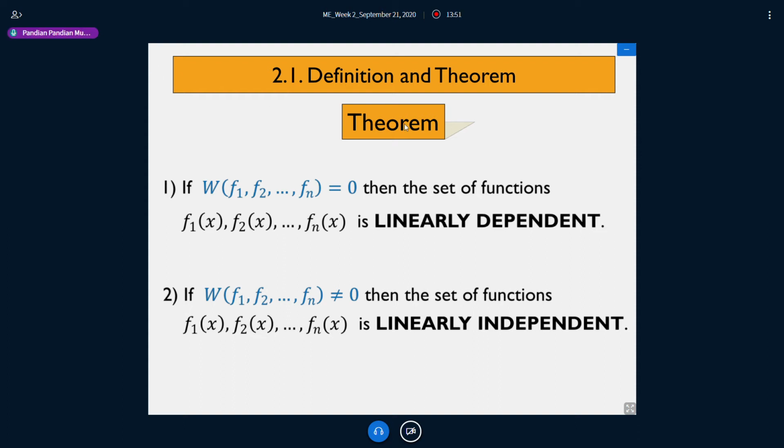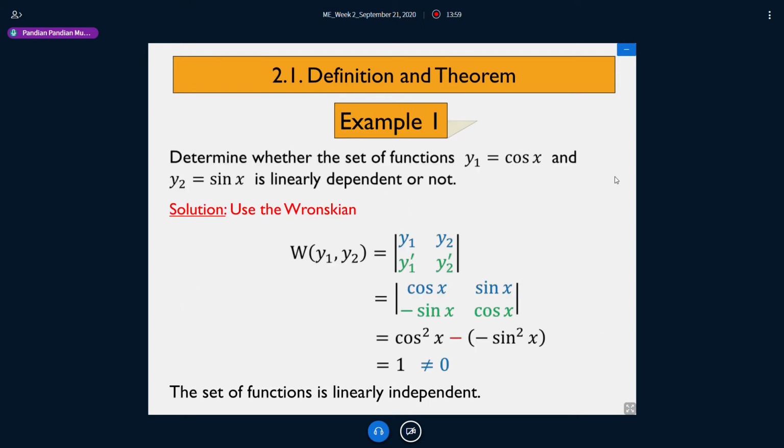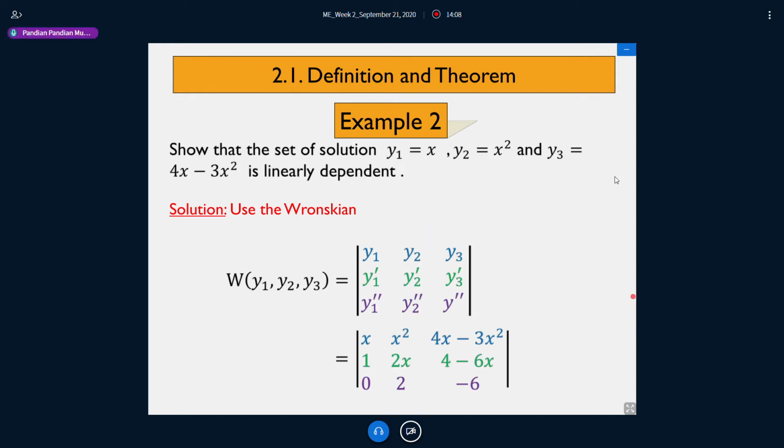With the theory, if the Wronskian is 0, then linearly dependent. If the Wronskian is not 0, then linearly independent. Now we move on to third order. You must remember, this is just to show that the set of solutions y1, y2, y3 is linearly dependent. Linearly dependent. That means you refer to the theory.